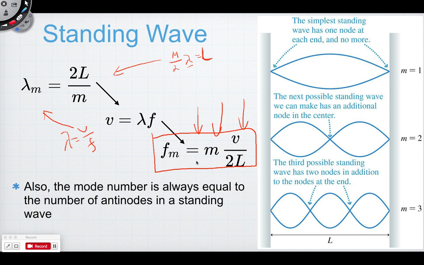One thing to also note: I said this is mode 1, this is mode 2, this is mode 3. What pattern do you see? Well, this has 1 antinode, this one has 2 antinodes, this one has 1, 2, and 3 antinodes, right? So if you just count the antinodes, that's the same as the mode number. That's going to be a very convenient thing to answer conceptual questions with.